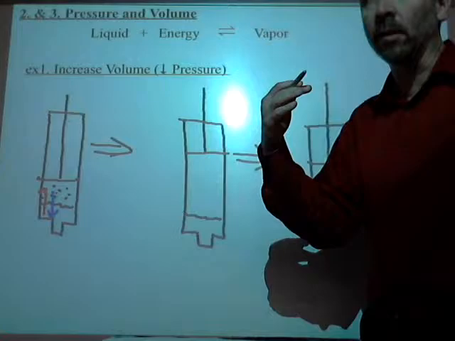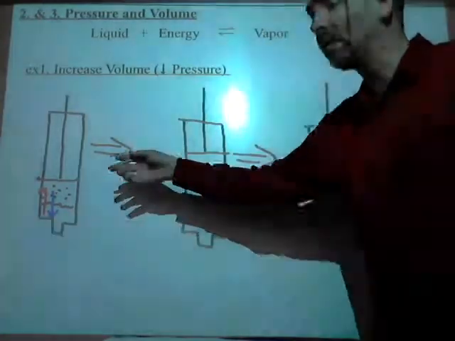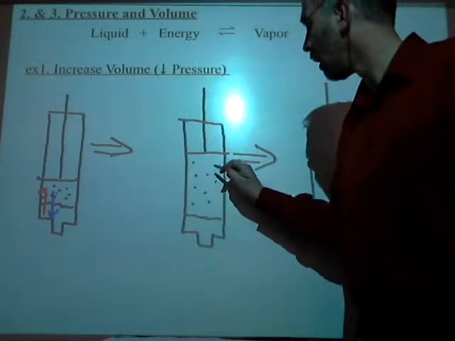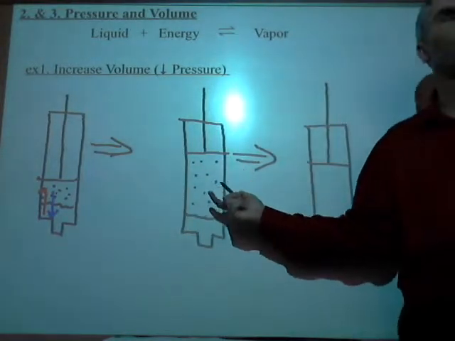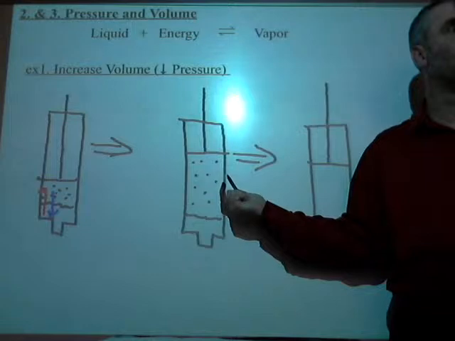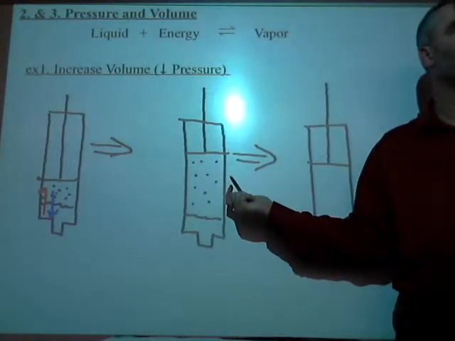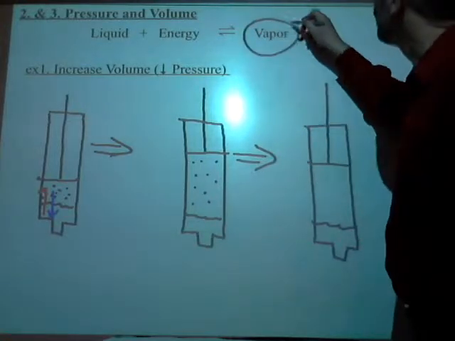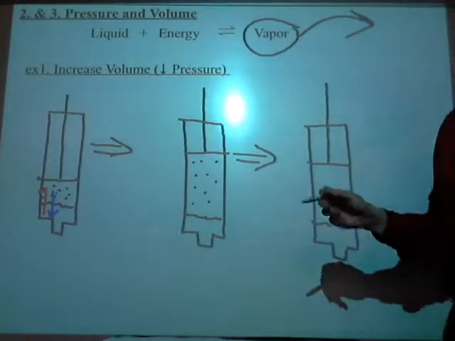How many dots in the initial effect? I still have only 10 dots, but it's in a bigger space. What happened to the concentration of the vapor molecules? Still only 10 dots right now. What happened to the concentration of the vapor molecules? It went down. I basically was removing vapor, wasn't I?